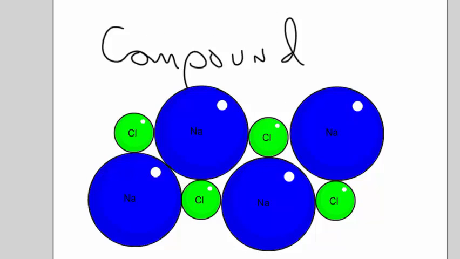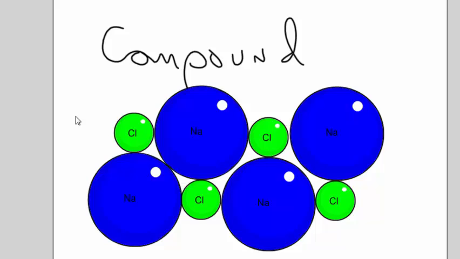Now, a compound. A compound is when atoms of different elements are bonded together. So this is salt. Sodium and chlorine bonded together in a crystal structure. Think about salt that you put on your food.